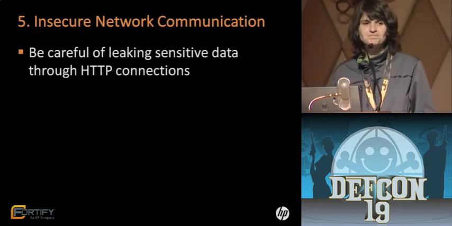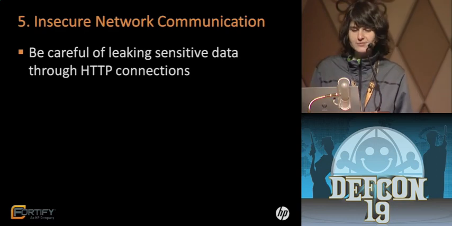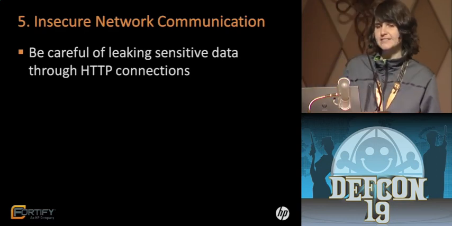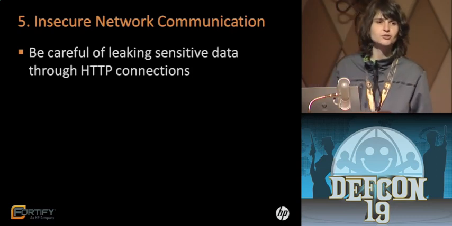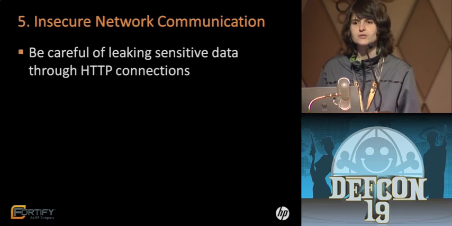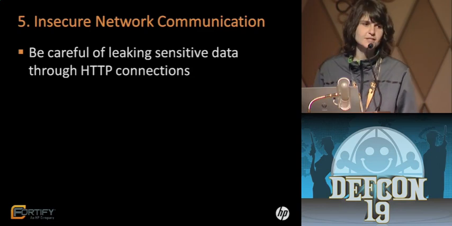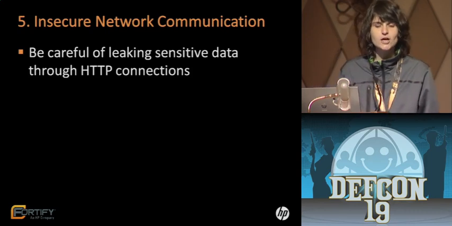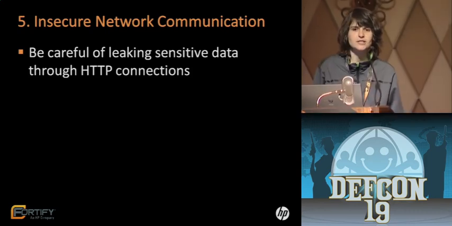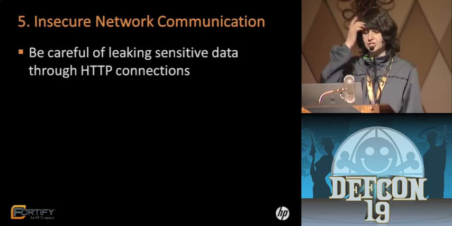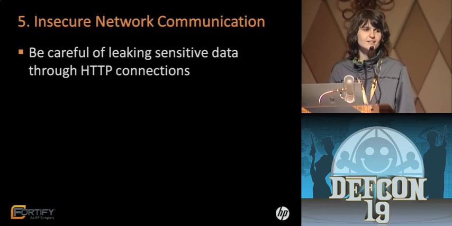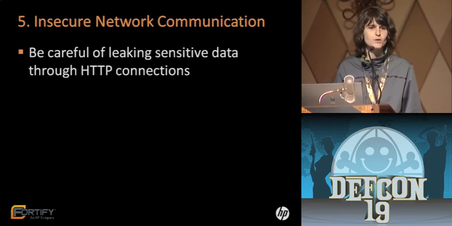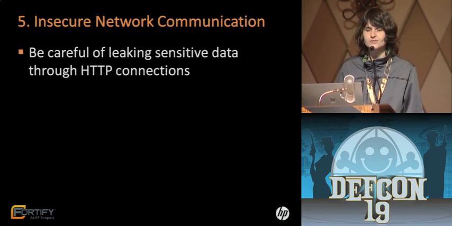So the security vulnerability number 5 that we think developers can make is insecure network communication. And basically, just like in the case of insecure storage, what we're worried about is leaking sensitive data. Only in the case of insecure storage, we're leaking the sensitive data onto an SD card. In the case of insecure network communication, we're leaking it over HTTP. And obviously, this is not anything new. This is not a vulnerability specific to the mobile world or specific to Android.